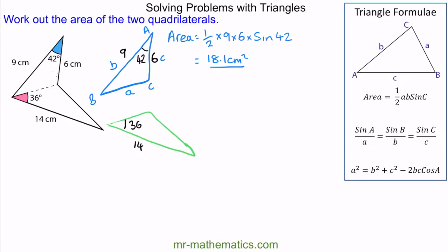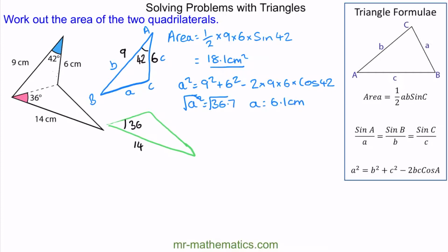So now to work out the length of a, we're going to use this cosine rule here. So a squared is equal to b squared, which is 9 squared, plus the 6 squared, minus 2 times the 9 times the 6 times the cosine of 42. So a squared is equal to 36.7. Now we can take the square root of both sides, because the square and the square root will cancel. So a will equal 6.1 centimeters, which I can write on our green triangle.